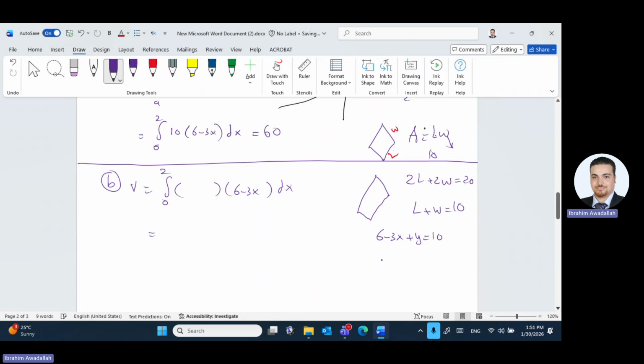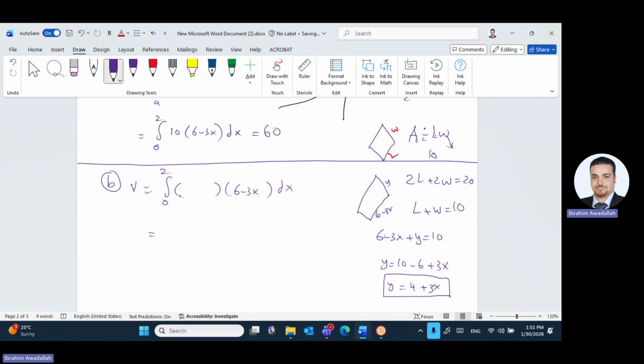Flip this to the other side, y equal 10 minus 6 plus 3x, so y equal 10 minus 6, which is 4, plus 3x. So we can find the relation between x and y. This one here is 6 minus 3x. This is y. We know x plus y, or L plus W, this is L, this is W, the addition between them is 10. You say 20 here, but it's double the perimeter.